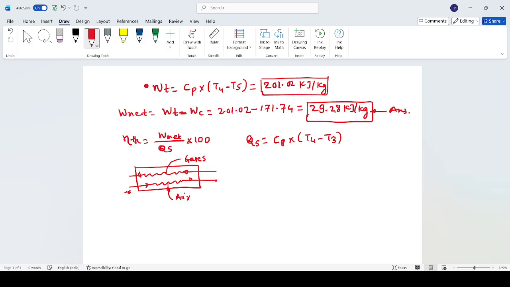We know that the temperature of the air which enters this regenerator, this heat exchanger, is the temperature T2, and the temperature of the air leaving is T3. Similarly, the temperature of the gases after the expansion and entering this regenerator is temperature T5, and the gases leaving this regenerator are at temperature T6.